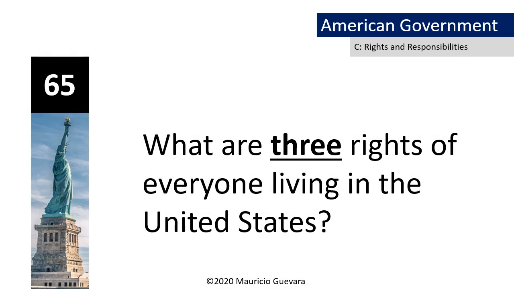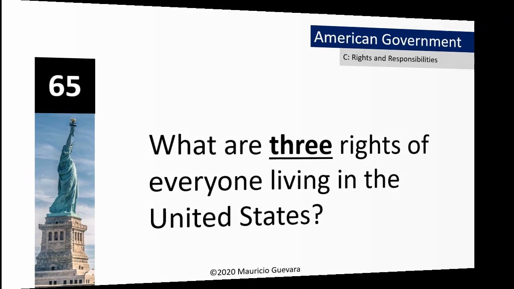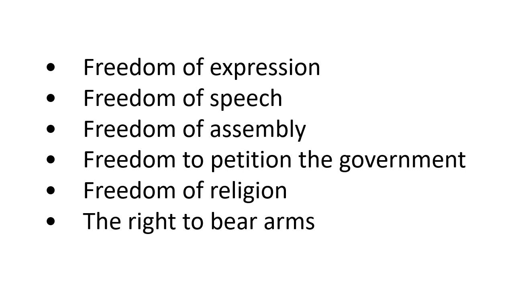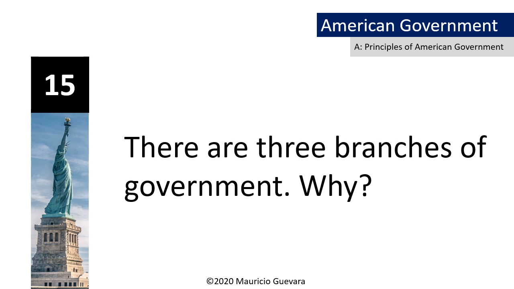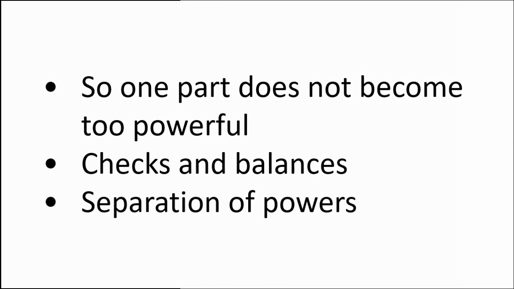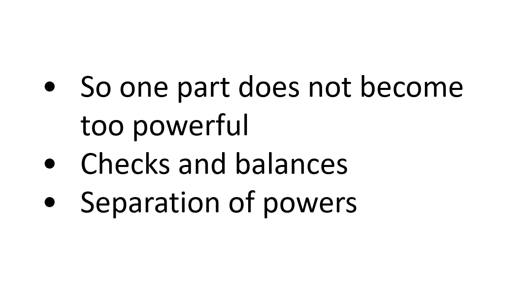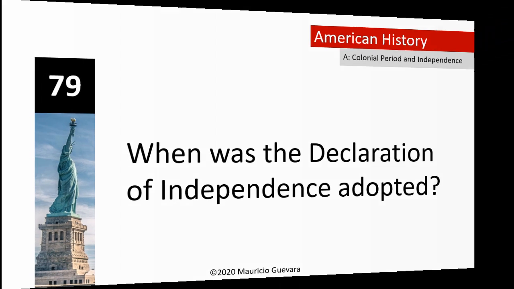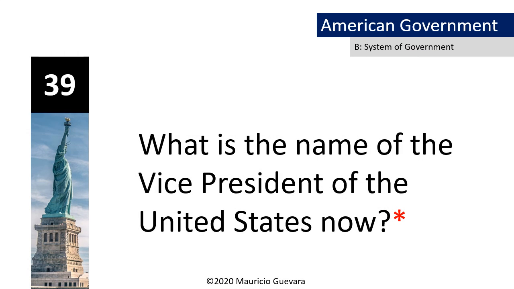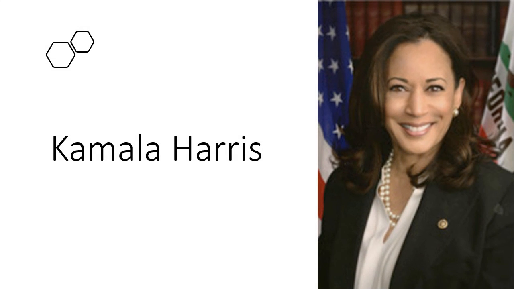What are three rights of everyone living in the United States? Freedom of expression. Freedom of speech. Freedom of assembly. There are three branches of government. Why? Separation of powers. When was the Declaration of Independence adopted? July 4th, 1776. What is the name of the Vice President of the United States now? Kamala Harris.